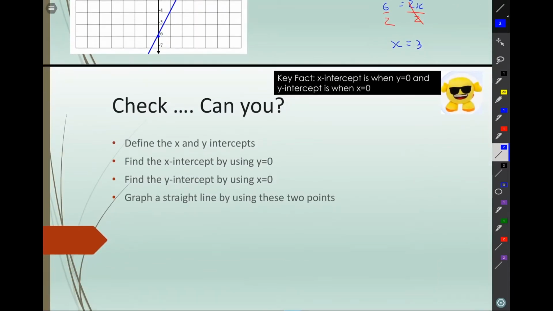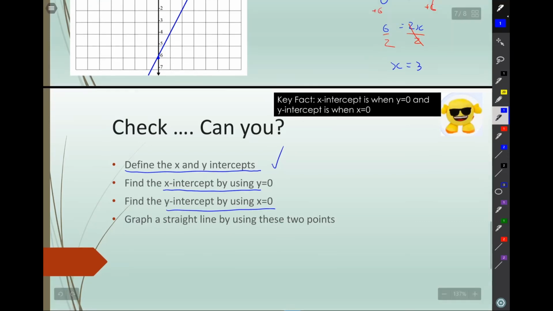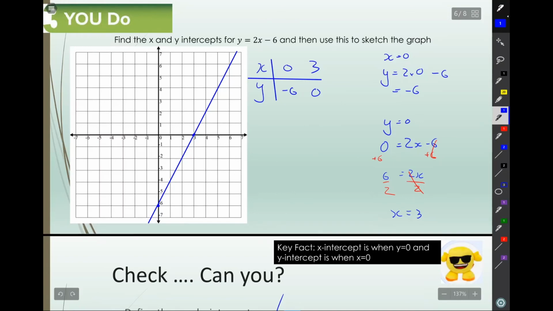So you guys are going to practice some questions now. Don't forget to come back to these after you've done a few questions and make sure we're comfortable with knowing what the x and y intercepts are. You should be able to tick that one off right now. We've done a little practice of these too, but you'll get some more when you answer your questions: finding the x-intercept, finding the y-intercept, and then using it to graph the line. Thanks, guys.